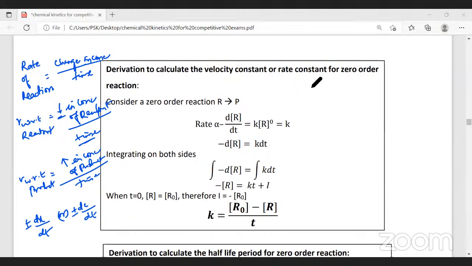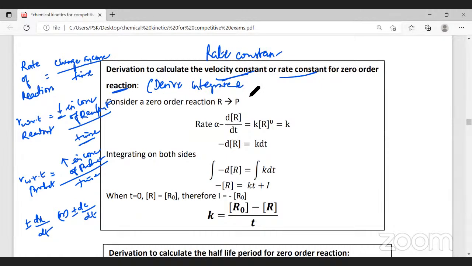Jaswant. Okay. All right. Now, we have to derive three relations. The first one is to derive the expression to calculate the rate constant, also called the velocity constant, for a zero order reaction. Rate is also called velocity. Or they can ask you to derive the integrated rate equation.